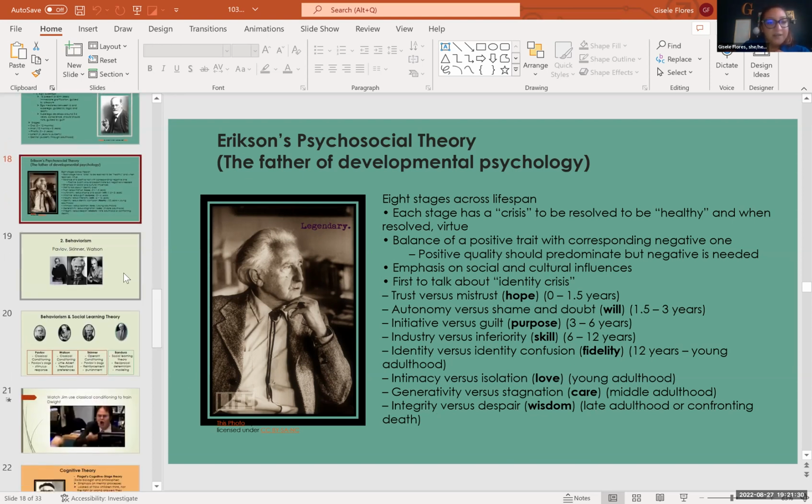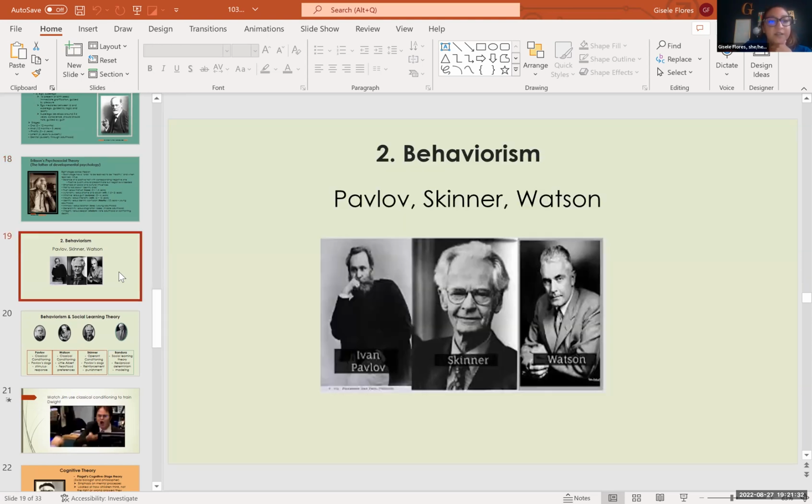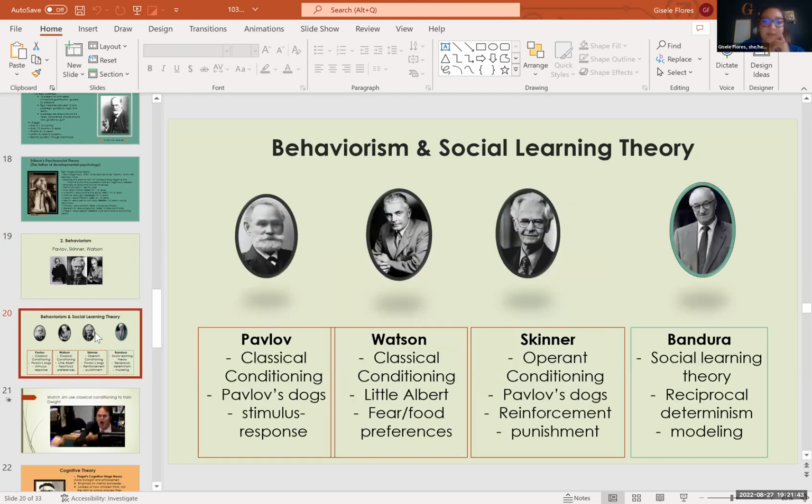So now let's look at behaviorist theorists. Specifically, we're going to look at Pavlov, Skinner, and Watson. And so let me talk about them a little bit more.